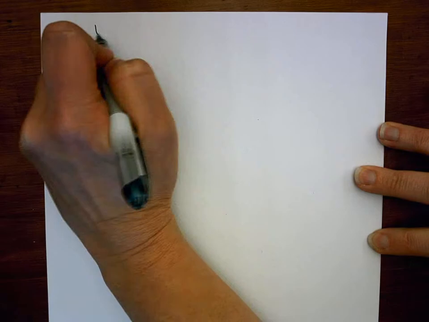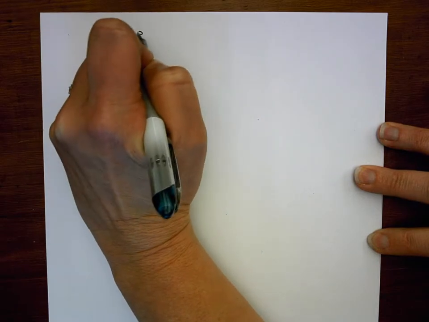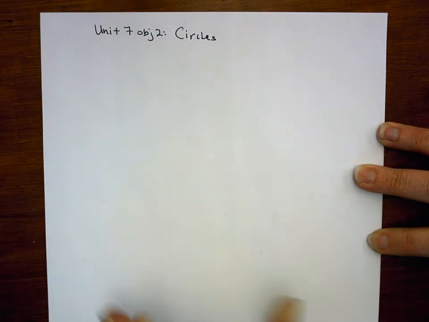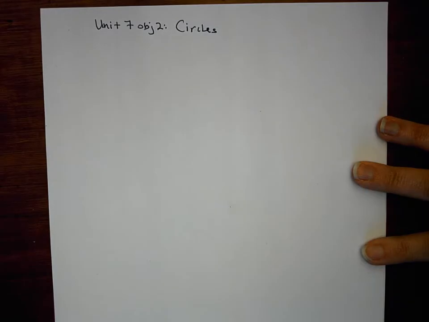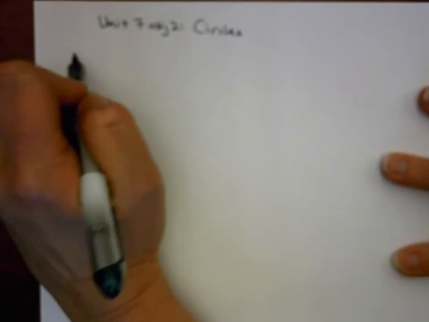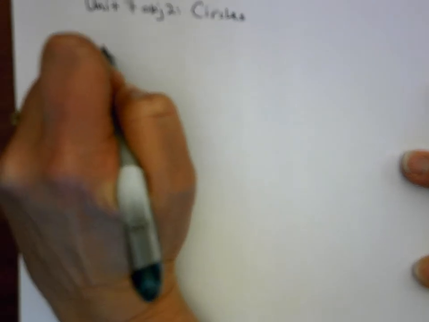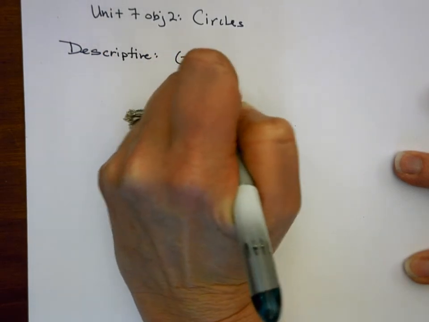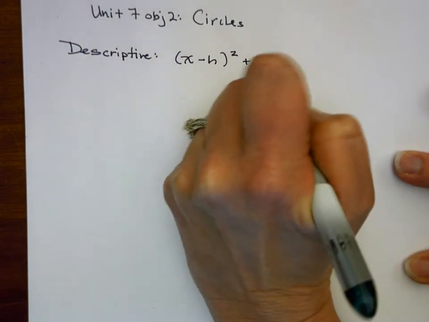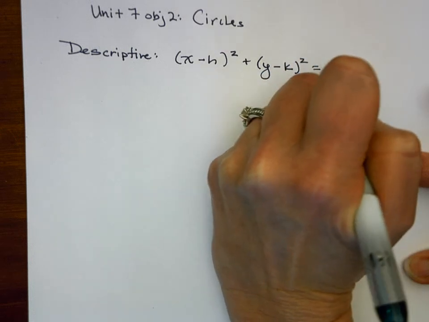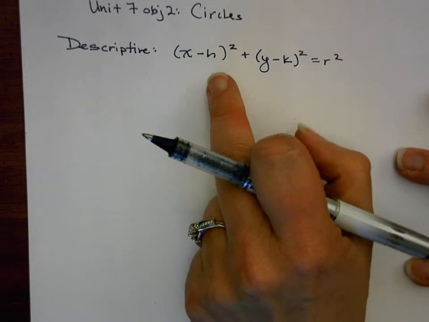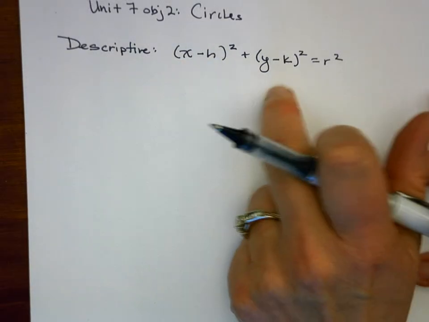Okay, so for Unit 7, Objective 2, this is just a continuation of circles. So we want to review a little bit here with what we learned in Objective 1. So we have our standard form or descriptive form of circles, which is (x - h)^2 + (y - k)^2 = r^2. And just as a little reminder, this is basically our Pythagorean theorem, so a^2 + b^2 = c^2.